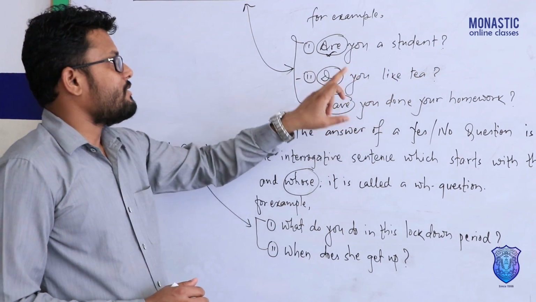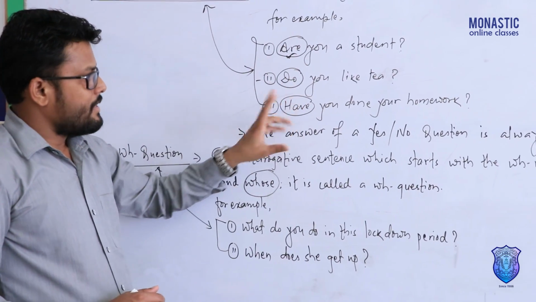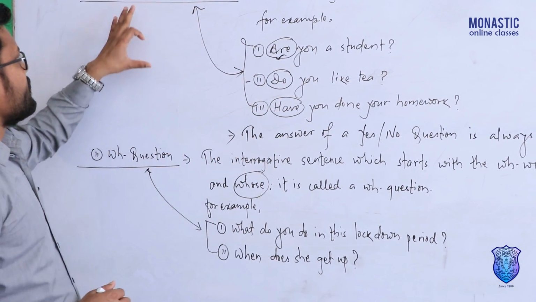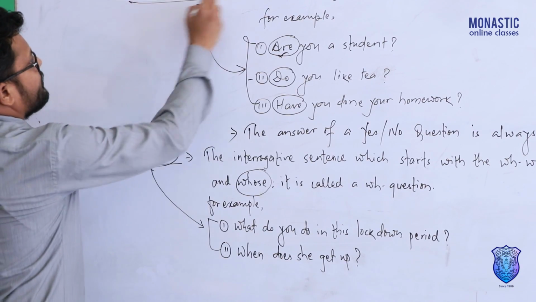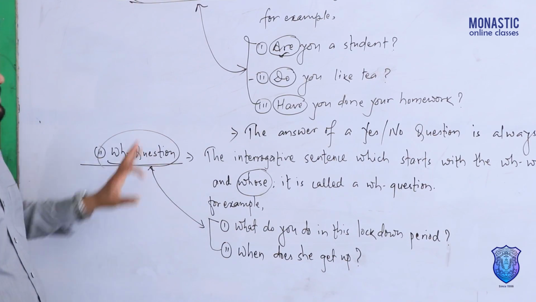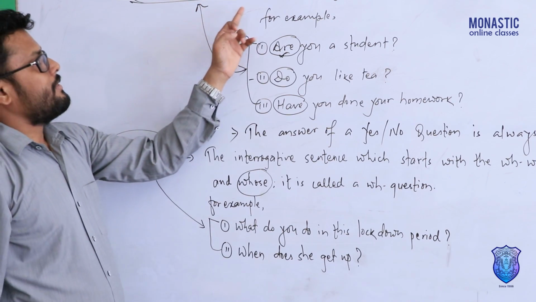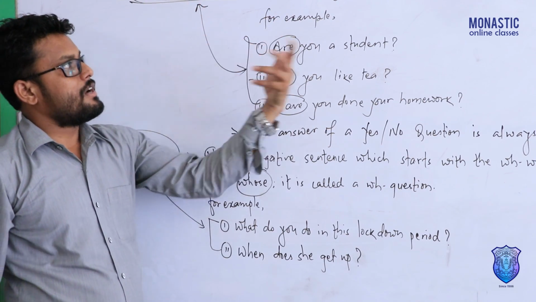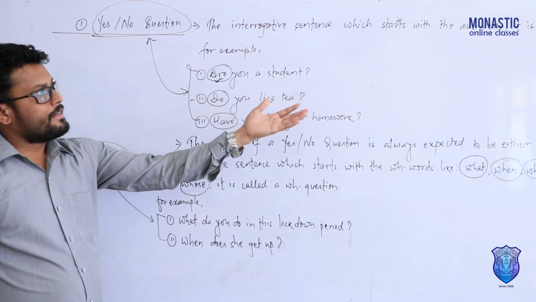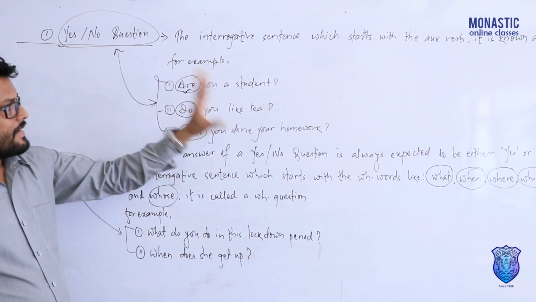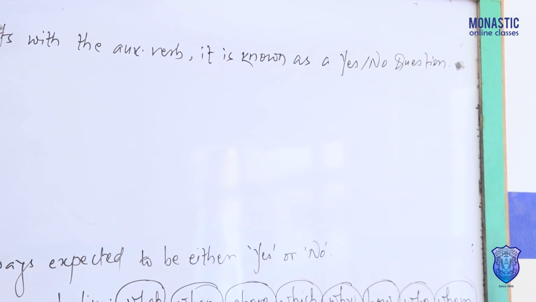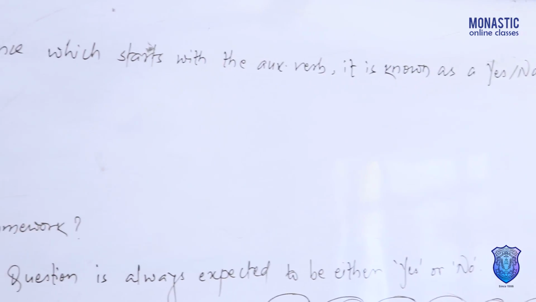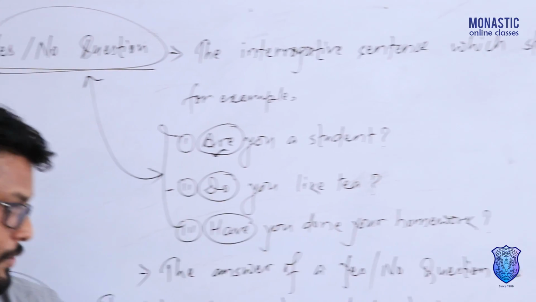The placement of that verb is always before the subject. In this way, we can find that interrogative sentences are of two kinds: yes-no question and WH question. These are the kinds of interrogative sentence. The yes-no question always starts with the auxiliary verb and ends with the sign of interrogation. The expectation of the yes-no question is either yes or no.